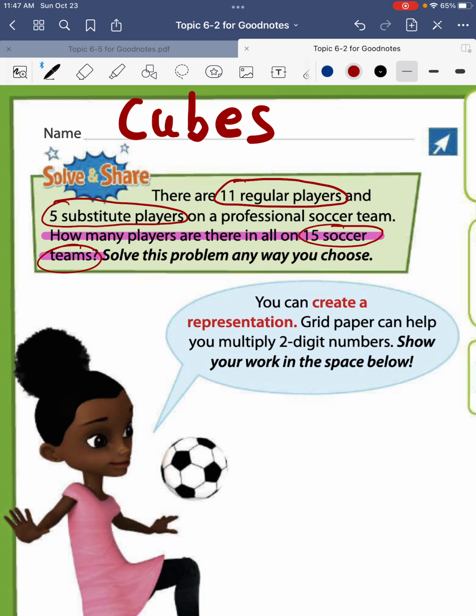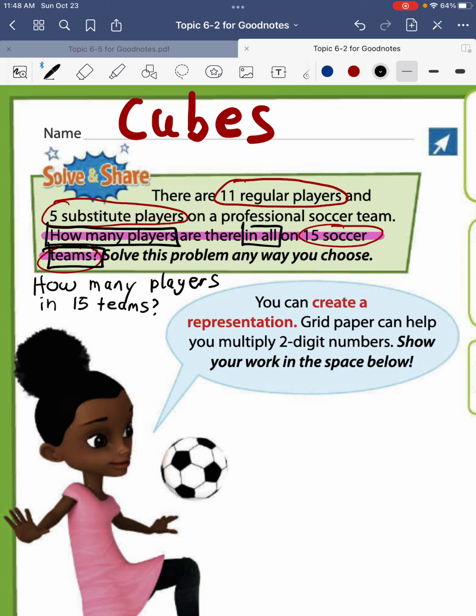So if I rewrite my question, it's asking how many players in 15 teams? Okay. So now I'm going to go in and box in my keywords. So my keywords, I can box in how many players in all, and I can box in teams.